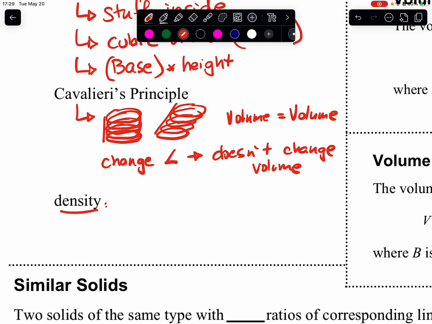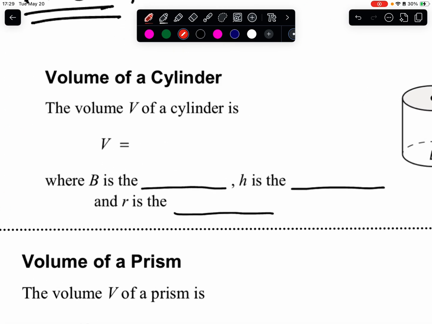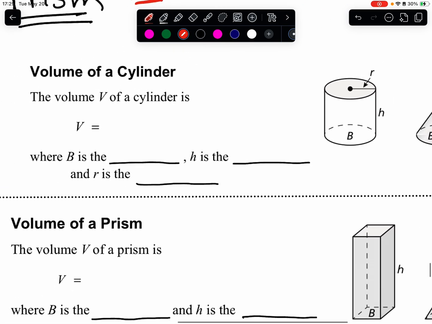All right, density. We've come across some density problems already. Density is where we divide whatever it is, maybe it's the mass, maybe it's the number of people, by a particular volume that we've calculated. All right, and that tells you how dense something is or not.